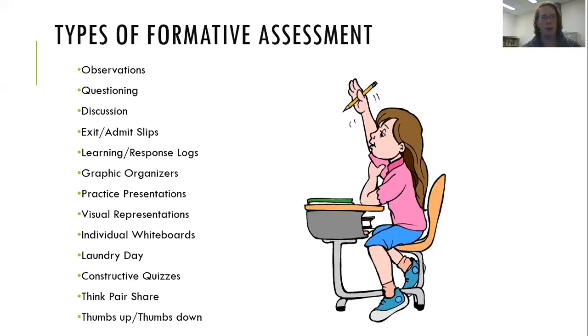So some types of formative assessment are observation, so just looking, seeing students' expressions. You can use questioning, so asking, discussion, exit and admit slips, learning and response logs, who's saying what when. Graphic organizers can give you an idea of whether or not a student is following the flow of thought. Practice presentations, not the final presentation, but practice presentations.